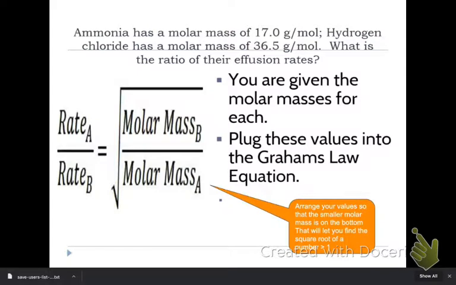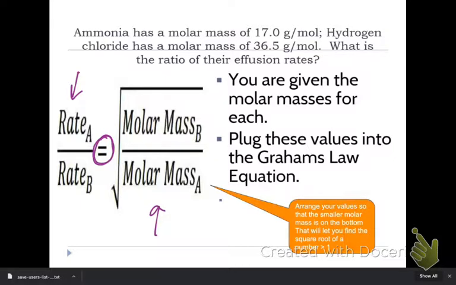So what we're going to look at is this example. Ammonia has a molar mass of 17 grams per mole, and hydrogen chloride has a molar mass of 36.5 grams per mole. What is the ratio of their effusion rates? We're given the molar masses for each. This is your equality: the ratio of the rates of effusion is going to equal what's under this radical.